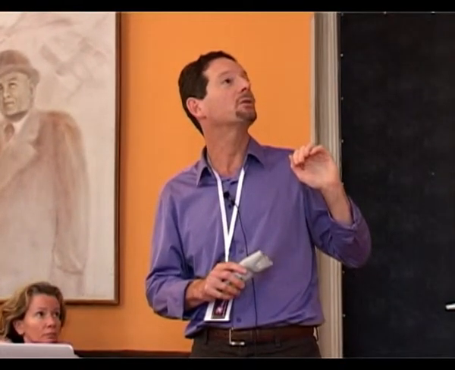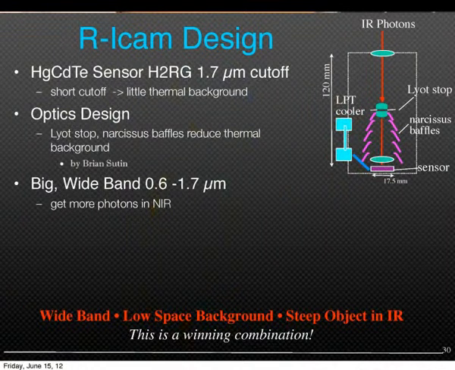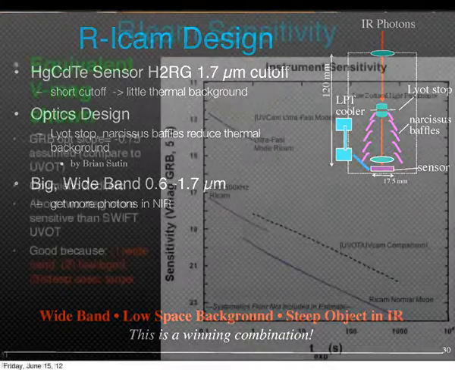We have a Leostop and these nice baffles to give us a good design and no internal background, and a big wideband that goes from 6,000 angstroms to almost 2 microns. This is really the way to win. Wideband, low space background. You have a steep object that's bright in the infrared. This is the way to get faint bursts.